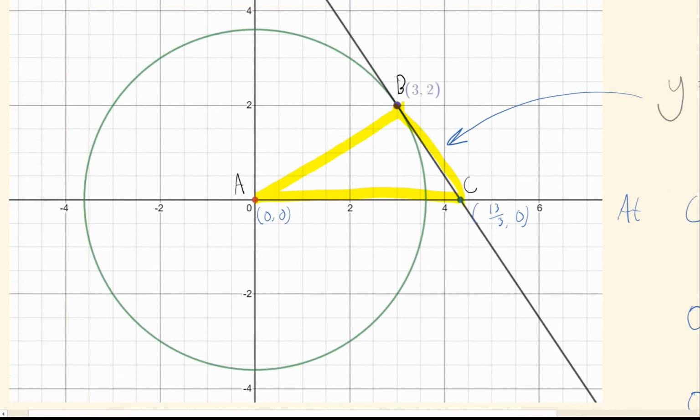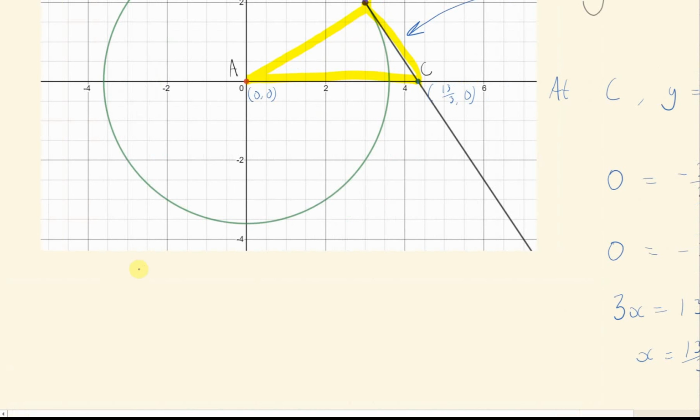Then just the first thing we went through, we're going to do a half base times height. The base is from here to here, that length is 13 over 3, and the height is this length, that length is 2. So it's a half times 13 over 3 times 2, which simplifies down to just 13 over 3. And that is the area of that triangle there.